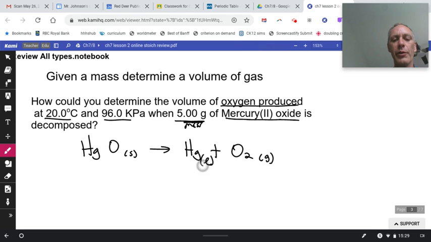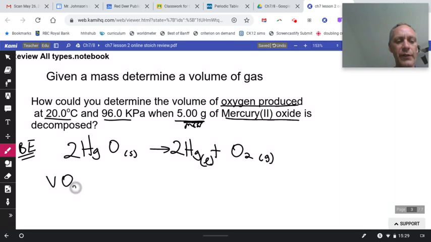Oxygen will be a gas. Mercury is one of the 2 liquids. Balance it. Okay, so remember you always have to start with a balanced equation. So there it is. Okay, we're looking for the volume of oxygen gas. But we have to start with moles, and we can get moles from this mass. So that means I'm just going to write off to the side. The molar mass of mercury oxide is 216.59 grams per mole.